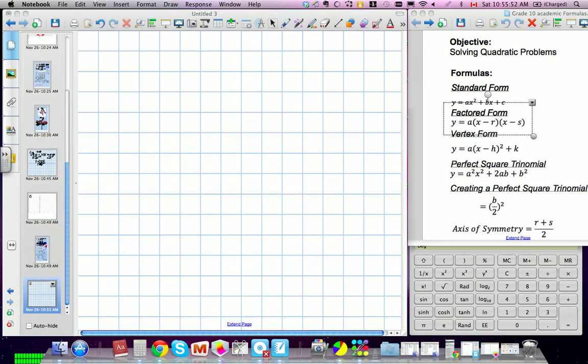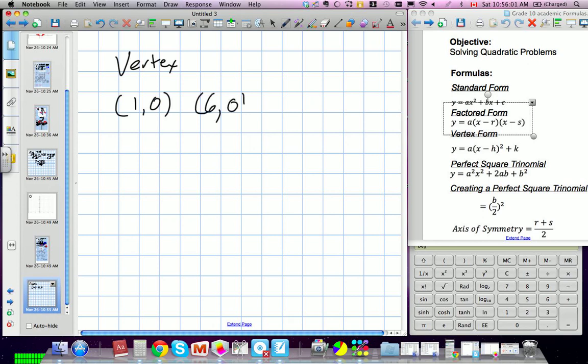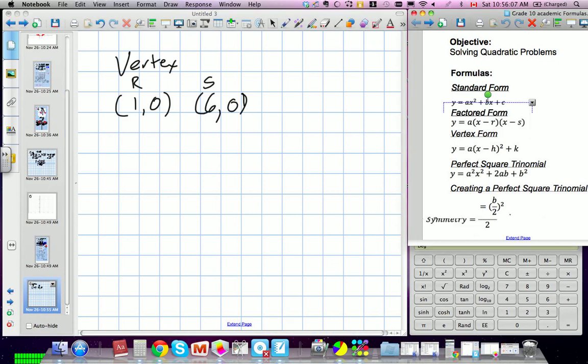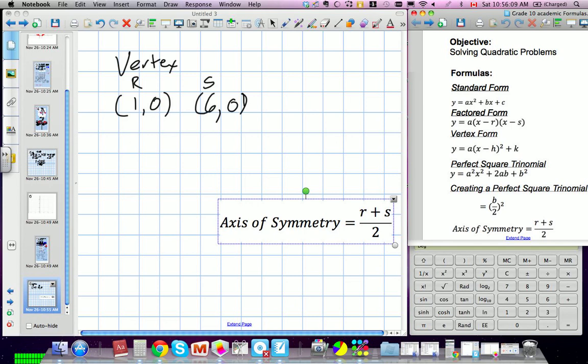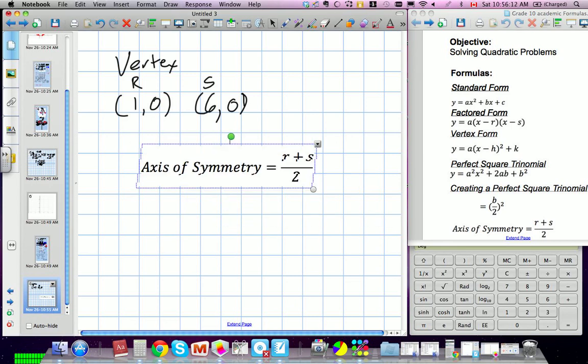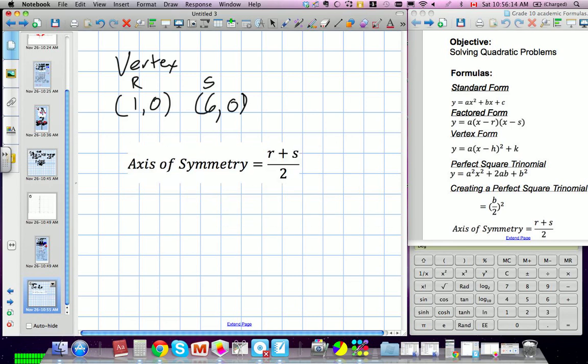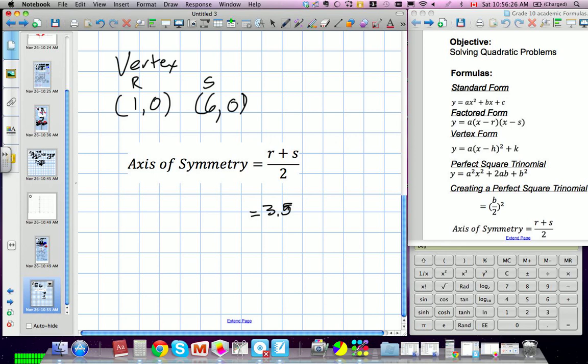We know our points are 1 and 6, or our R and our S at least, which means we're going to need our axis of symmetry formula. So we take the axis of symmetry formula, and we're going to be plugging in these values here. So we get 1 plus 6, that's going to give us 7 over 2, which is, you're right, 3.5. So if I had to put that in thousands, yeah, that's right. They're looking at 3,500 in terms of clothing.